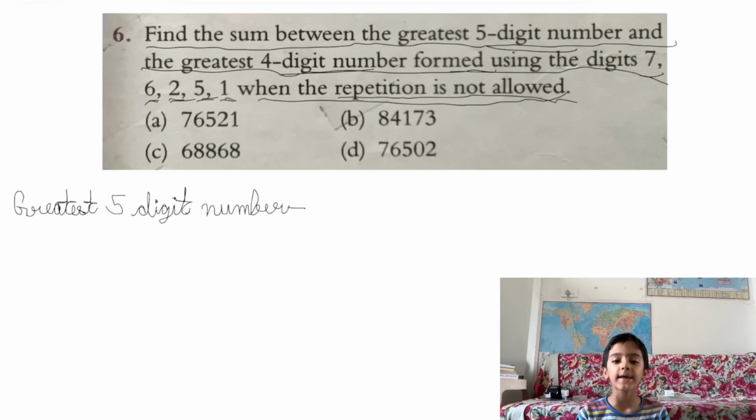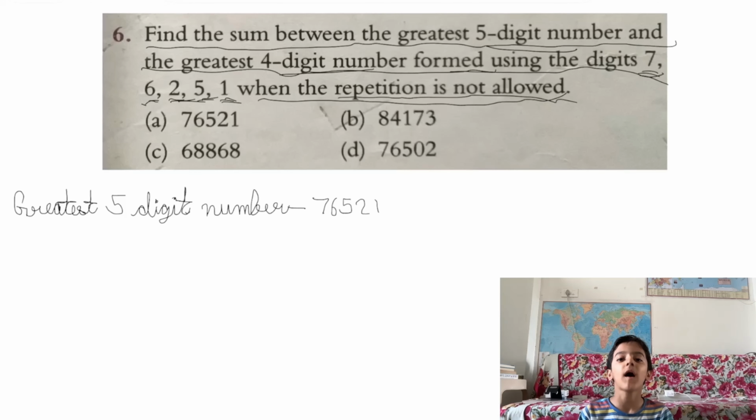So, to find the greatest 5-digit number, in the 10,000s place, out of the digits provided, which are 7, 6, 2, 5, 1, we will write the greatest digit among these 5 digits. Here I can see the greatest is 7. So, in the 10,000s place, we'll write 7. Now, in the remaining places, we will write the remaining digits in descending order. Here after 7, 6 comes, after 6, 5 comes, after 5, 2, and after 2, 1.